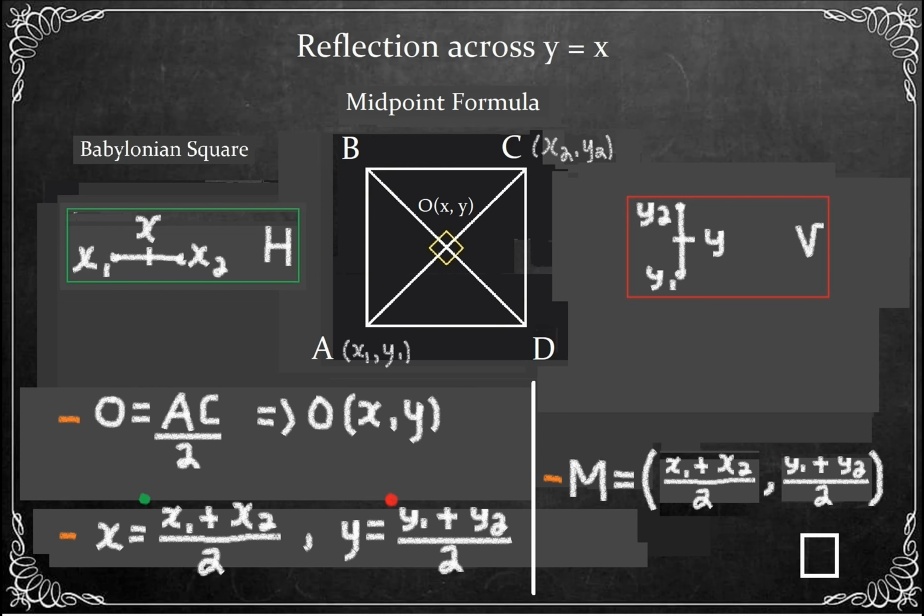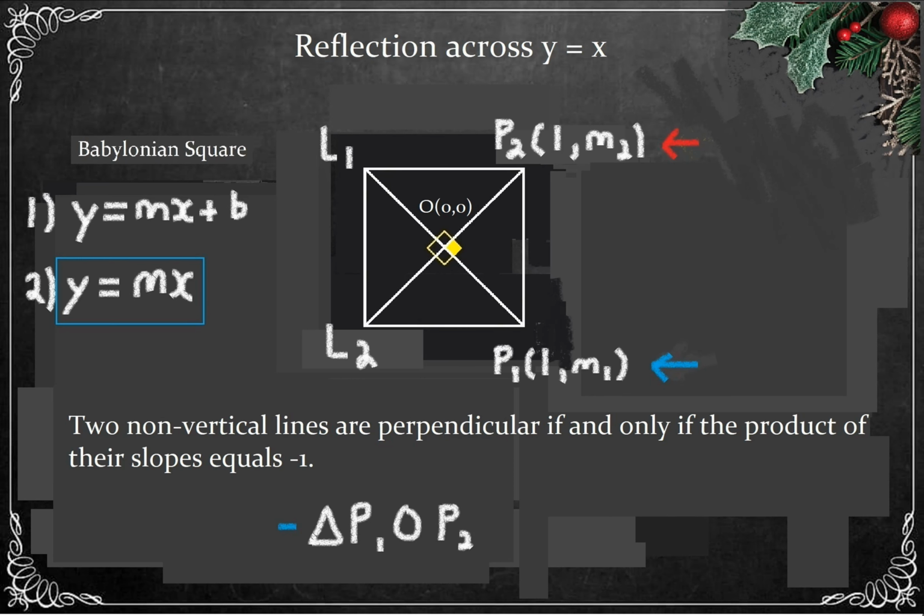We are done. Nice. Now we want to prove 2 non-vertical lines are perpendicular if and only if the product of their slopes equals -1. The first step is to set up the coordinate system, then consider the lines L1 and L2 passing through the origin 0, 0. Let their slopes be M1 and M2 respectively. Next, identify points P1 equals 1 and M1 on L1 and P2 equals 1 and M2 on L2.